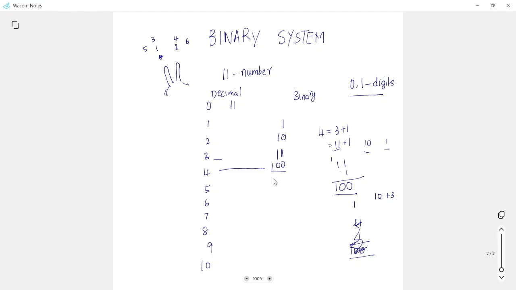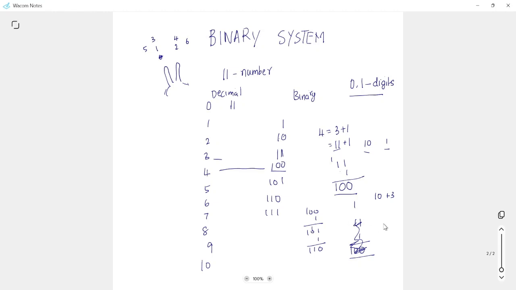So how about 5? 5 is nothing but 4 plus 1, which is 1, 0, 0 plus 1, which is 1, 0, 1. So 5 is 1, 0, 1. How about 6? 6 is 5 plus 1, 1, 0, 1 plus 1. 1 plus 1 is 2. 2 is nothing but 1, 0. So you put a 1 here and you put a 1 here. 1 plus 0 is 1 and you bring the 1 here. So 6 is written as 1, 1, 0. 7 is written as 1, 1, 1.